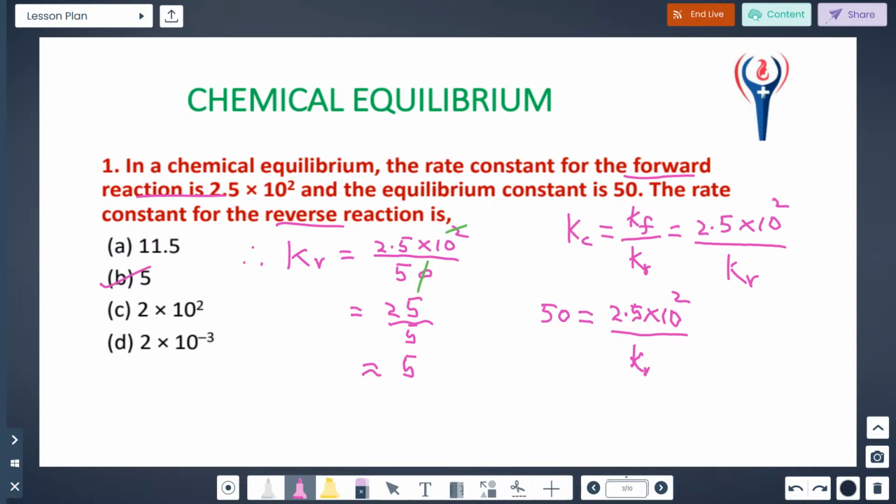You just remember, this is a formula. If you know this formula, you can use it to solve these sums. Just keep in mind: Kc is equal to Kf by Kr, forward reaction constant by reverse reaction constant. Understood? Simple one. Now go to the next one.